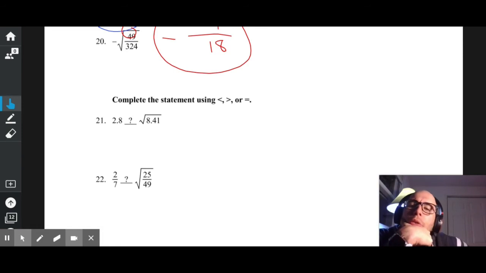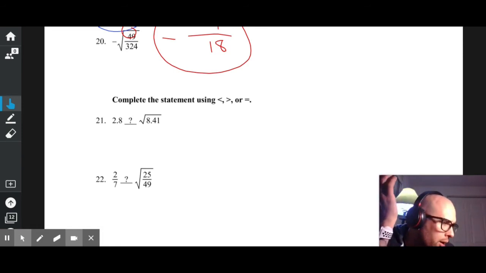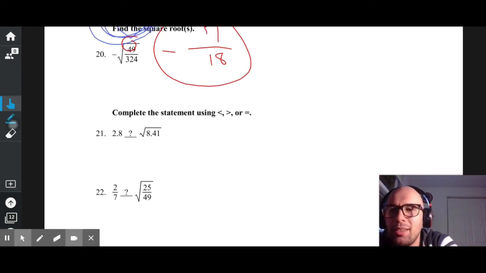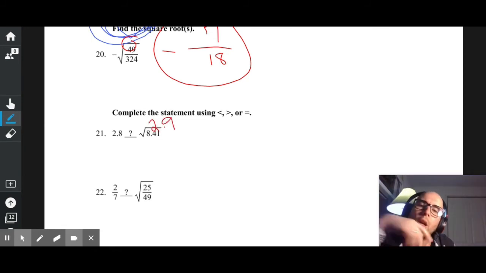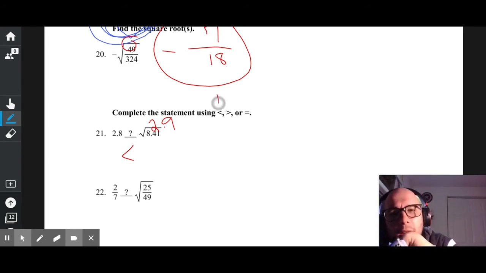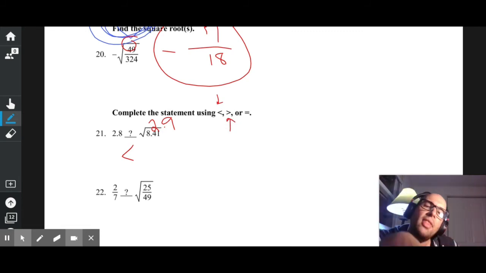The square root of 8.41 is 2.9 exactly. 2.8 is less than 2.9. Remember, that symbol right there is less than. That symbol right there is greater than. And that symbol next to it is a good old equal sign. You should know that one. No calculator needed here, friends.